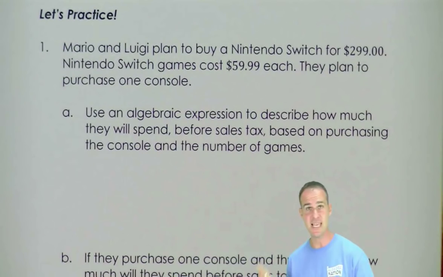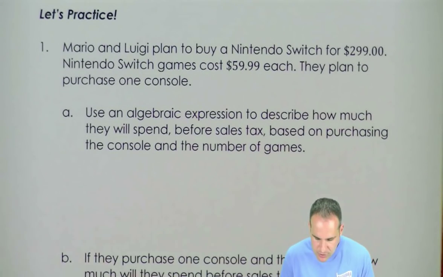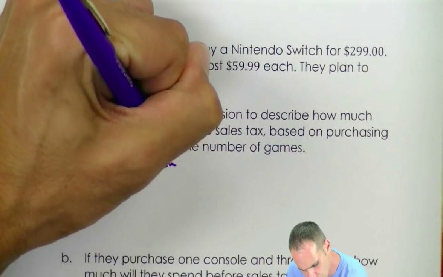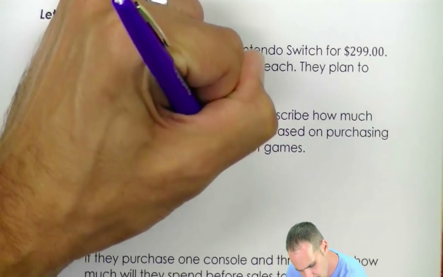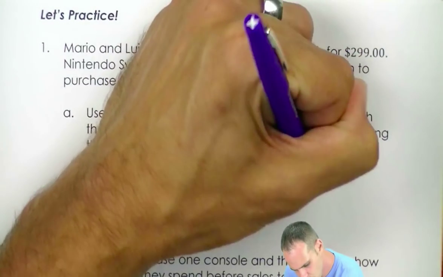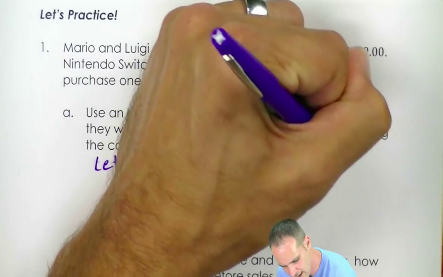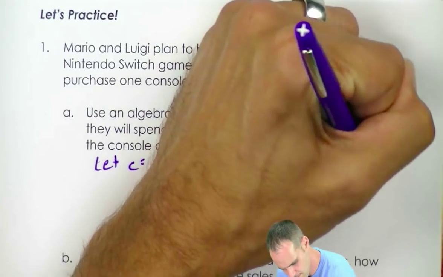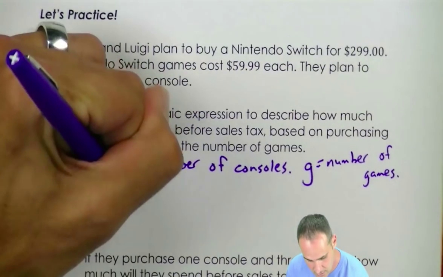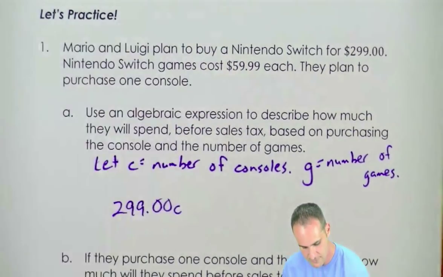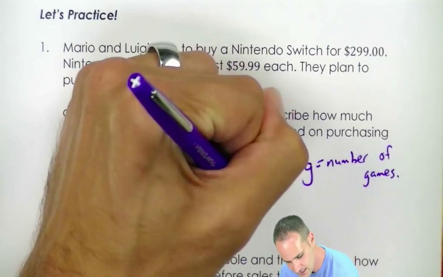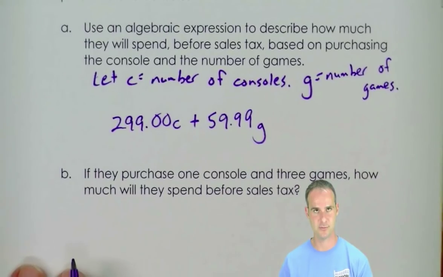On the last page, they gave them to you. So I would use, let's say, let C equal the number of consoles you're going to buy, and G will equal the number of games. Let's do that. And if we do, then the expression would be $299 times C for the number of consoles plus $59.99 times G for the number of games.